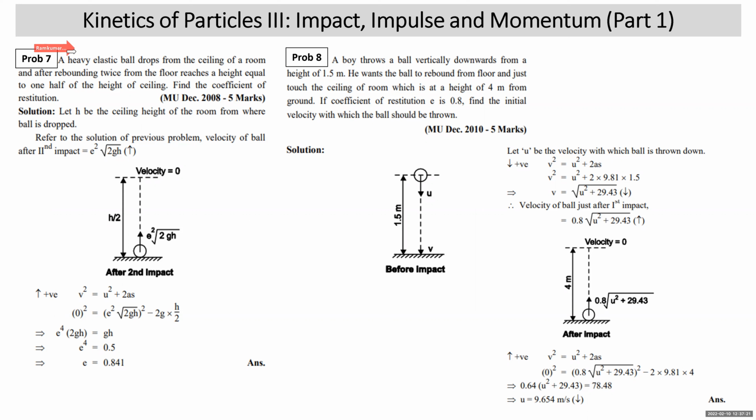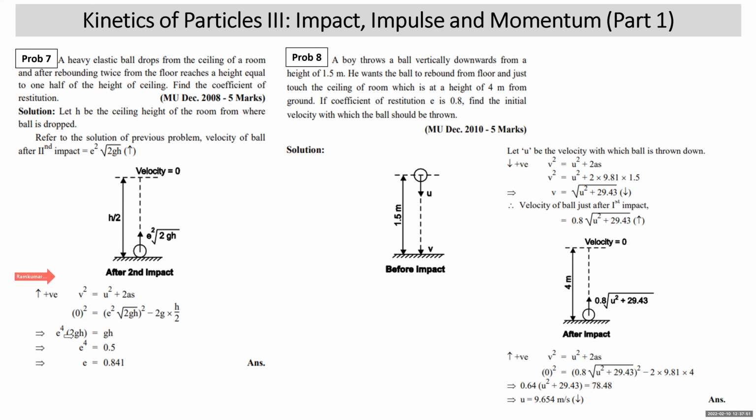Now, if you refer to the previous problem, if the ball is dropped from height h, what is the velocity of the ball after first impact? e times under root 2gh. What is the velocity of the ball after second impact? e squared under root 2gh. Now we draw the diagram. You should derive and solve it completely as in the previous one. After second impact, the velocity of the ball is e squared under root 2gh. It goes up to the height of h by 2. Then its velocity becomes 0.